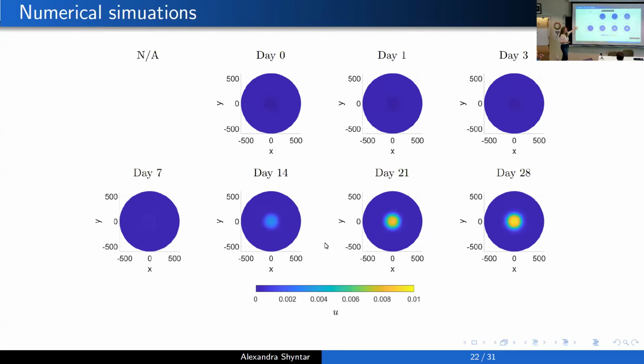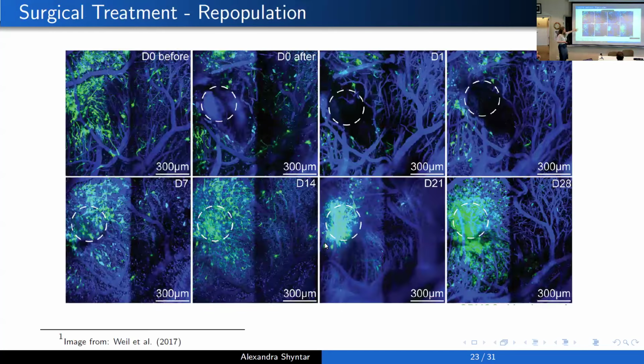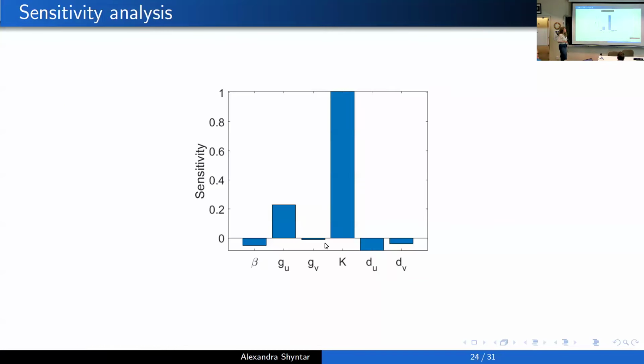So just to see, this was the experimental. So we are kind of able to replicate it. And ours are more symmetric than the experimental, and this could be due to the influence from the blood vessels that we ignored.